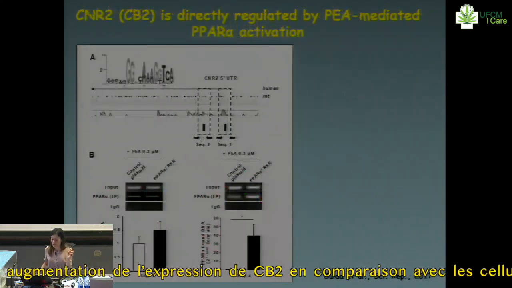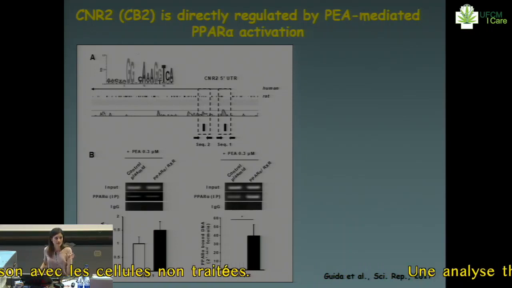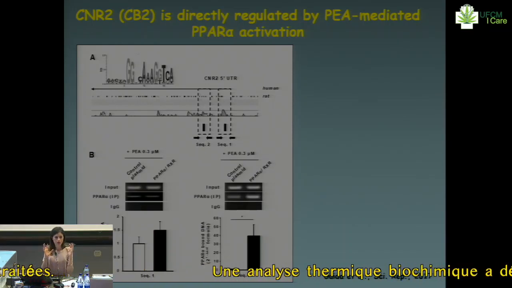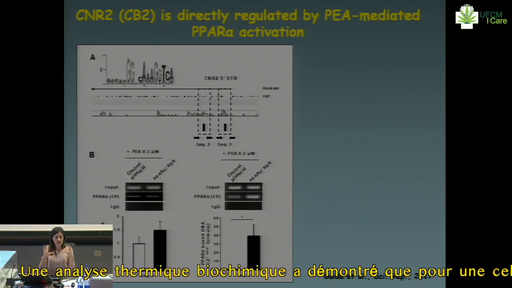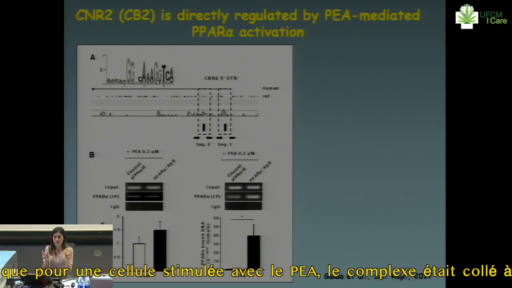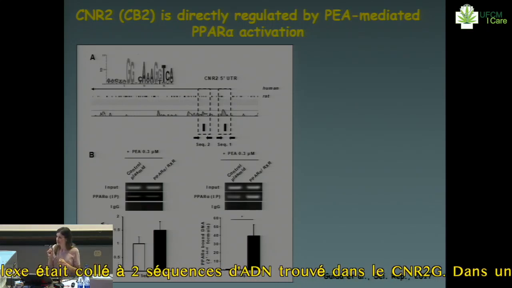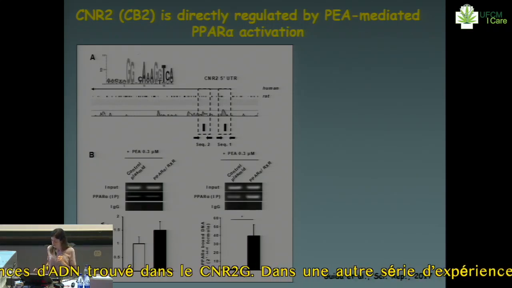And bioinformatic and biochemical analysis demonstrated that in the cells stimulated with PEA, the complex bound exactly to two consensus sequences on the DNA that were found in the CNR2 gene.